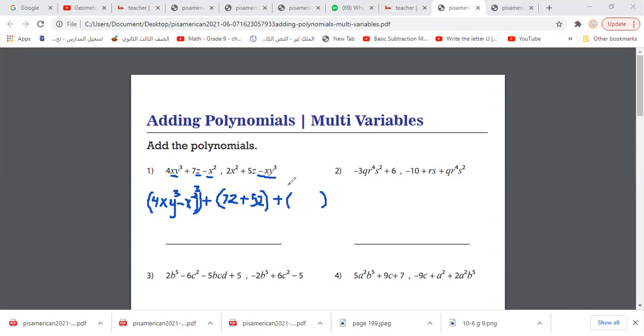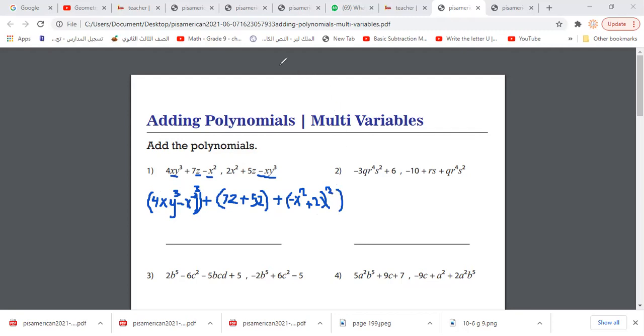After that, we have negative x squared plus 2x squared. Then we can note that each parentheses has one variable like xy to the power of 3, xy to the power of 3, z, x squared, x squared.